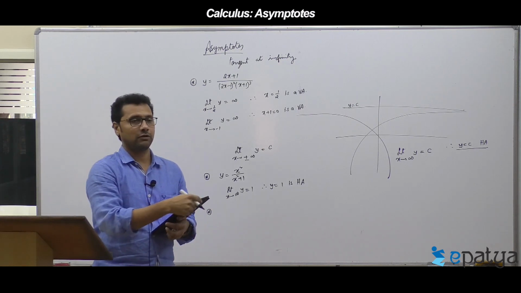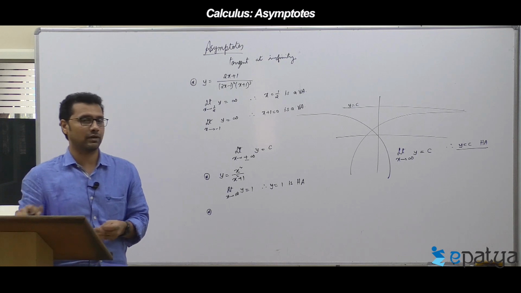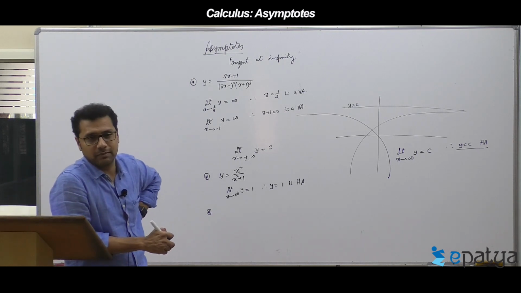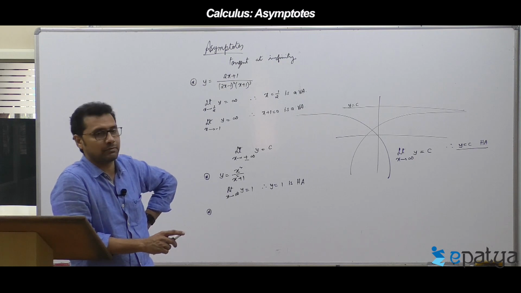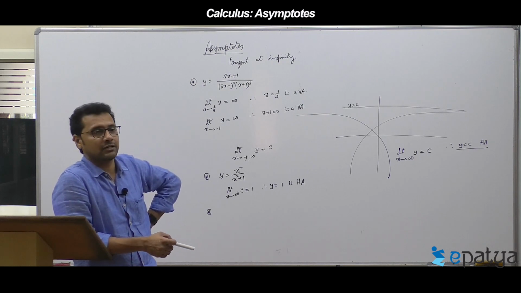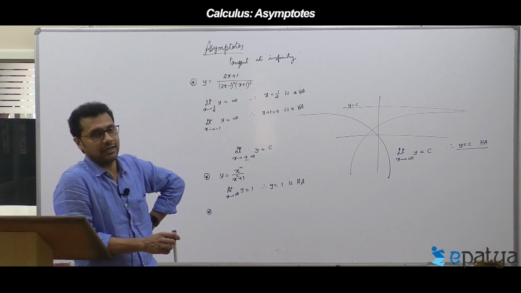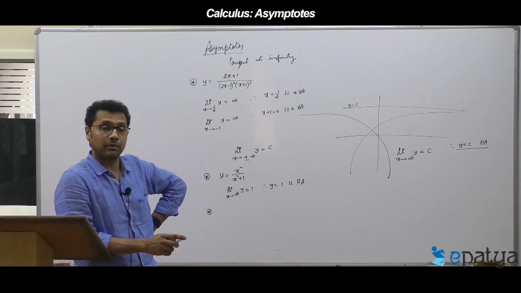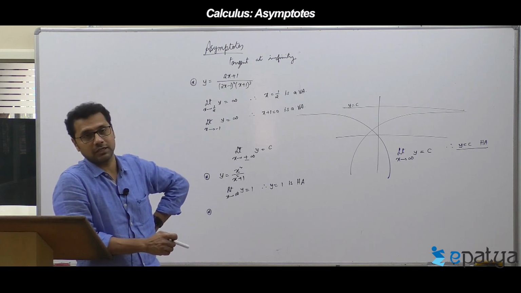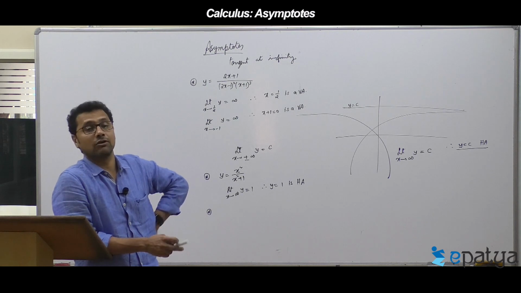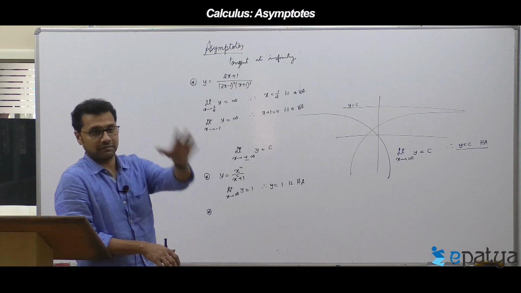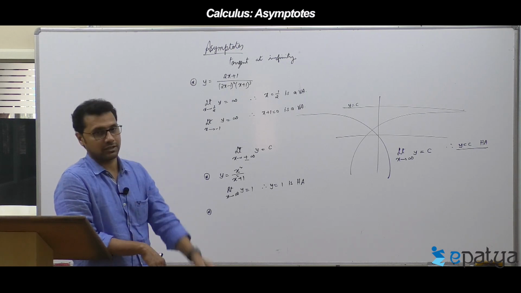For example, a circle x square plus y square equal to 1 is a second degree algebraic expression which might have two asymptotes, real or imaginary. In fact, it has two imaginary asymptotes. Ellipse, x square by a square plus y square by b square equal to 1, has two imaginary asymptotes. Hyperbola, x square by a square minus y square by b square equal to 1, has two real asymptotes. That's the reason why you are able to draw two cross asymptotes, right?